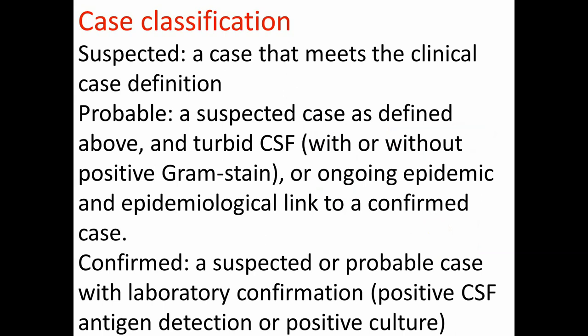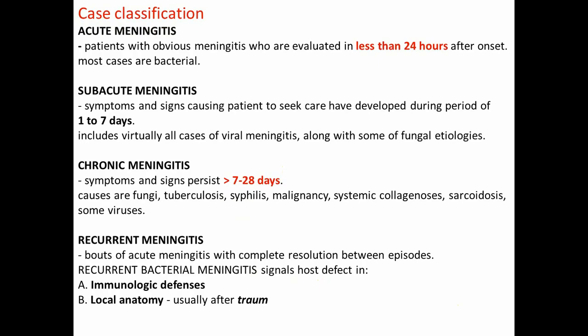Classification. We have probable or suspected cases, defined as turbid CSF with or without positive gram stain organism or an epidemiological link to a confirmed case. This is a probable case, while a confirmed case is a suspected or probable case with laboratory confirmation of positive CSF, either antigen or positive culture of the organism.